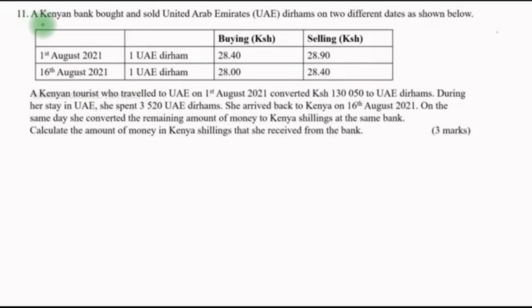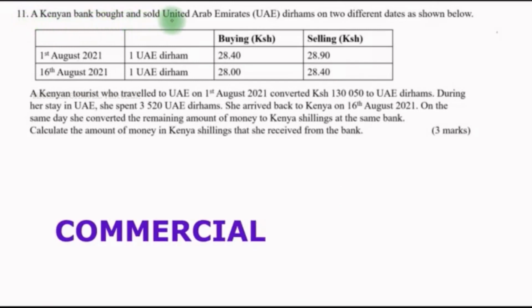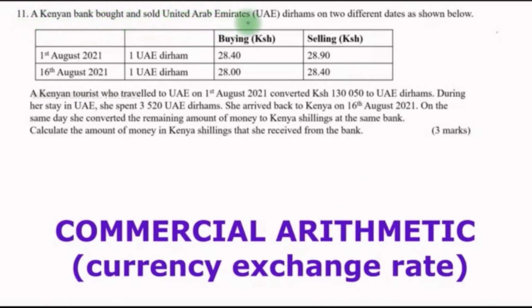Question 11. A Kenyan bank bought and sold United Arab Emirates, that is UAE, dirhams on 2 different dates as shown below. So this is a table. We have the dates and the currency, and then the buying and selling columns, that is the exchange rates.